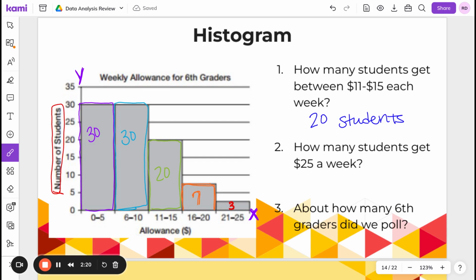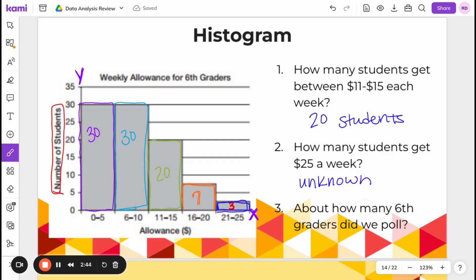Number 2 was really tricky for some friends. It asks how many students get $25 a week. If you look at this bar, it says there are 3 students that get between $21 and $25. But again, we don't know the exact number that are getting $25. So how many students get $25 a week is an unknown number. We can't actually answer this question.